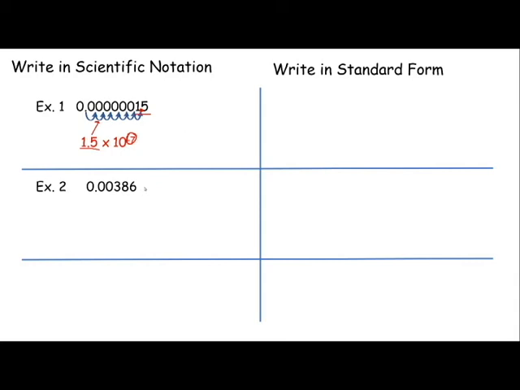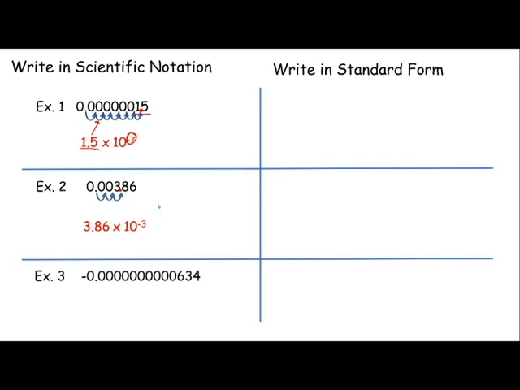I'm going to assume you've already worked this out with the video paused if you plan to do that. I look at this and I say, hey, you know what? I need that decimal to be between the 3 and the 8 because I have to have a number between 1 and 10. That is a movement of 3 places. So I have 3.86. I'm actually going to be dividing by 3 tens, so I use 10 to the -3rd.